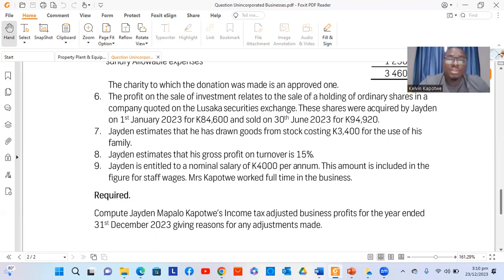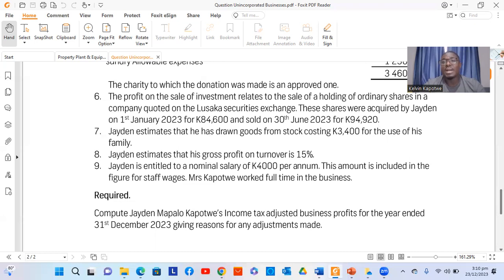Jaden is entitled to a nominal salary of 4,000 per annum. This amount is included in the figure for staff wages. Mrs. Kapotwe worked full-time in the business, all right? So there is a salary for the wife there. So we are told that she worked full-time in the business. When you give money to your relative who works in your business, any expenditure made on them is disallowed if it does not make sense to the taxman.